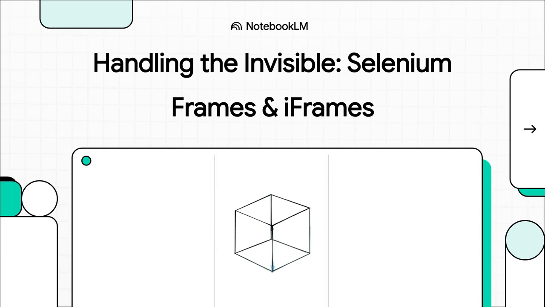Okay, if you've ever written an automation script, you have definitely felt this pain. You craft the perfect locator, you hit run, and it fails. And you're just staring at the screen, looking right at the element. It's clear as day. So what is going on?